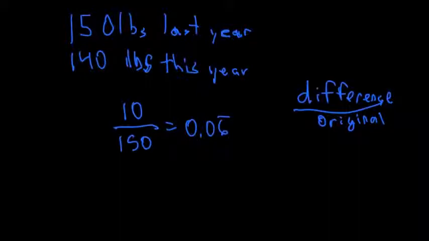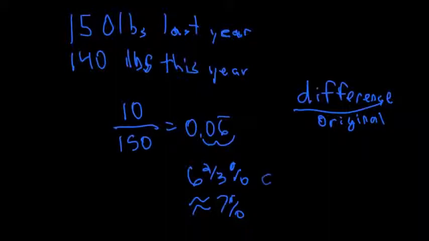0.06 repeating. So you make that a percent, move your decimal twice. That's going to be 6, and 6 repeating is 2/3, so it'll be 6 2/3%. You could also round to 6 7/10%, but 6 2/3% is going to be a little bit more accurate. If you wanted to round to the nearest whole, you could say it's about 7%. One last thing we forgot to put, that is a decrease.